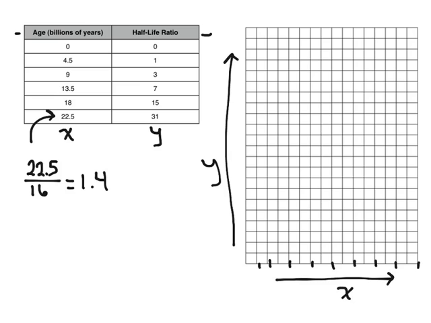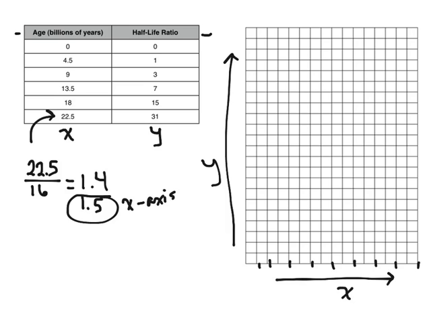Now 1.4 is not a particularly easy number to go by. General rule of thumb, you want to go by something that is multiples of 2 or 5 or 10. So we could round up to 1.5 per square, and that seems like that would be a good scale for our x-axis. Now let me label that, x-axis.